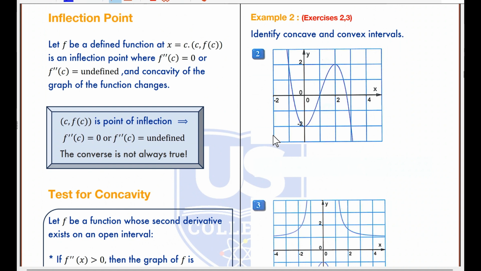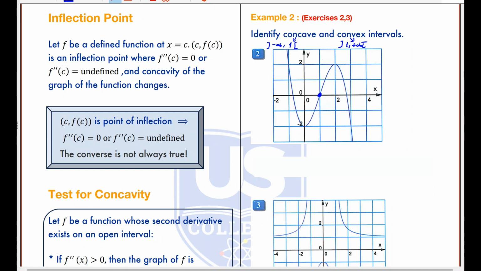So let's take a look at some exercise questions. Exercises 2 and 3: identify concave and convex intervals. Concave means the opening up part. So the graph is opening up from negative infinity until this point. This is where the concavity changes. So from negative infinity till 1, it's concave. We never include brackets to determine increasing, decreasing, or concave and convex intervals. For the convex interval, this is where the function is opening down. The function is opening down from 1 to positive infinity.